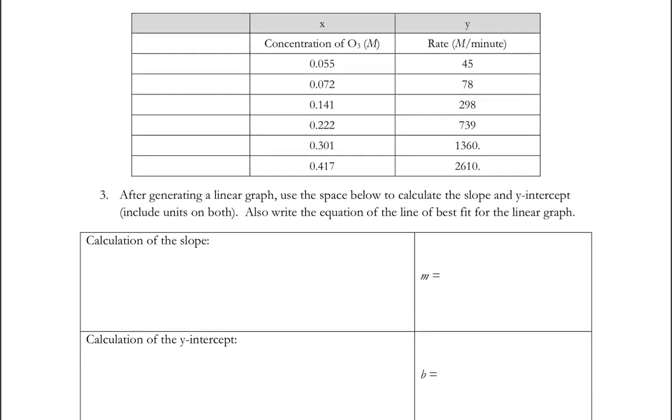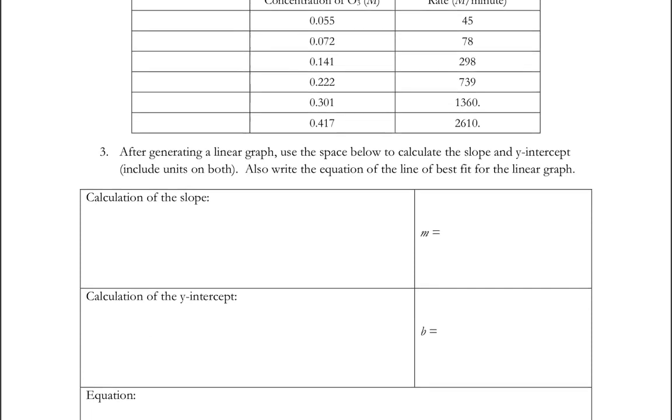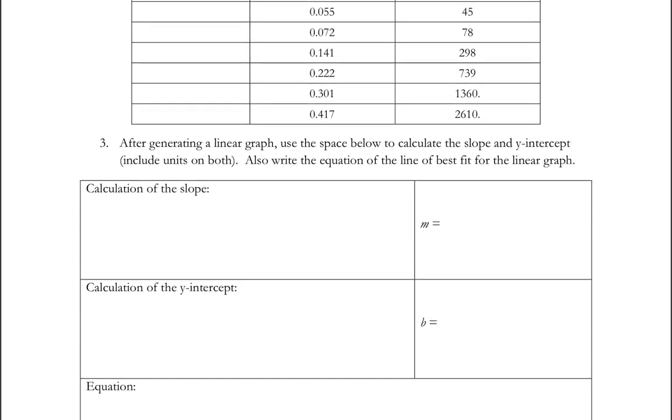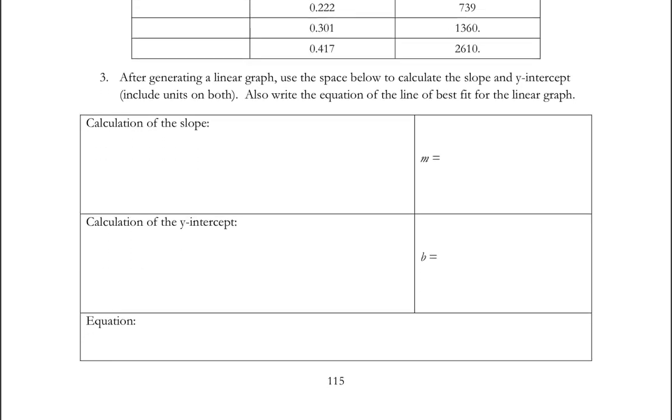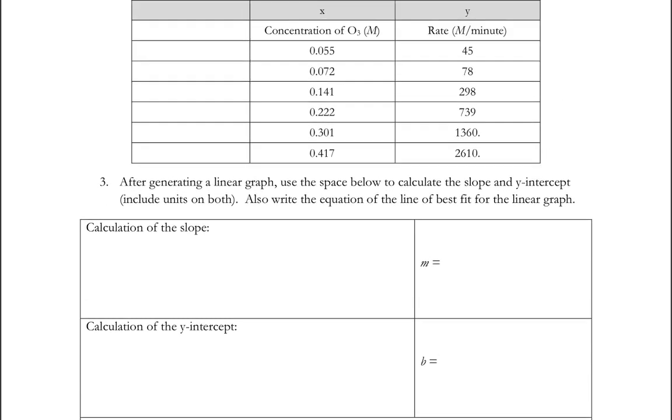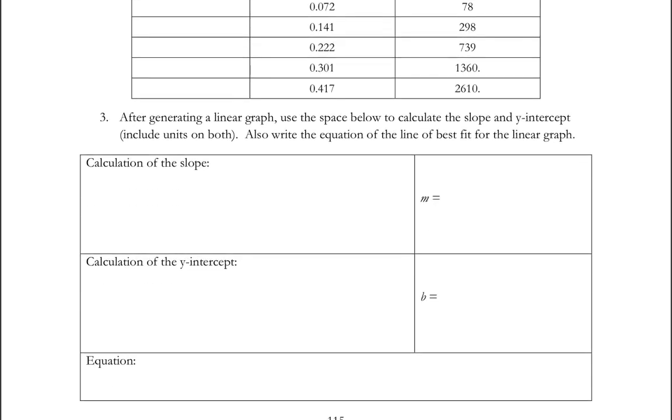You then have your graph and you fit it with a linear line and you calculate the slope based on points on that line, and that's what you write in this calculation of slope space. You calculate the value of the y-intercept. M equals, B equals, that's where you put the actual numerical value. Include the units for the slope and the y-intercept, and then write out your equation. Don't have y and x in it, have the rate in it, have the concentration, and however you altered it in there.